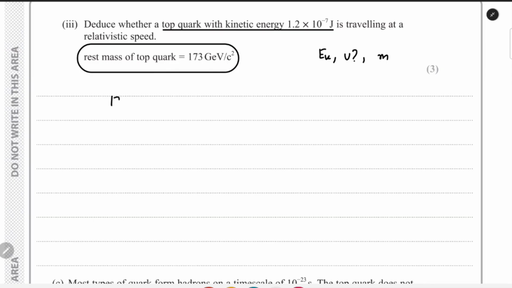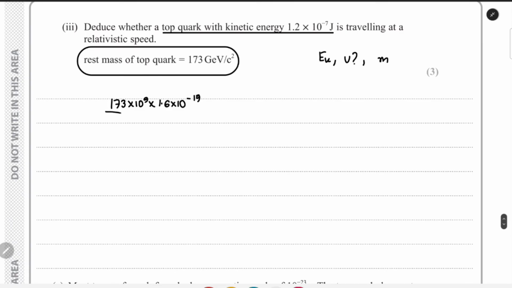So I'll have 173, this is giga, so 10 to the power 9. Now converting the electron volts into joules, so 1.6 into 10 to the power minus 19, and I have this divided by c square, so 3 into 10 to the power 8 whole squared. This is equal to 3.08 into 10 to the power minus 25 kilograms. This comes from the equation E equals mc square. So from here m is basically E divided by c square.